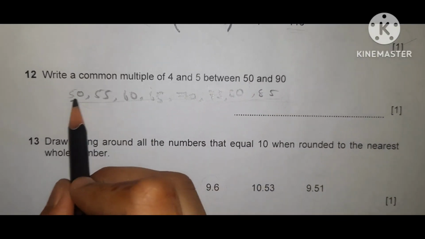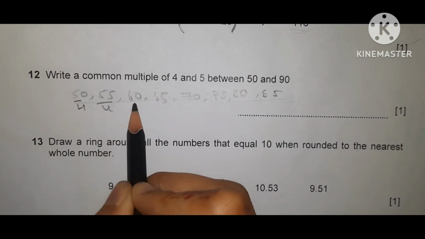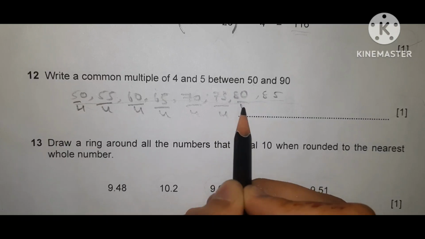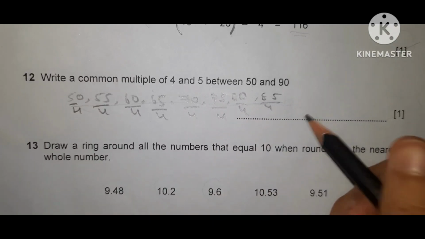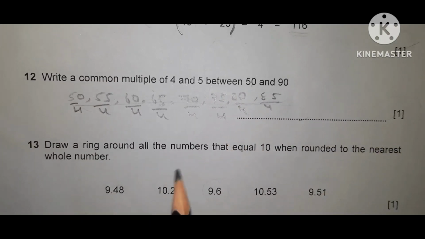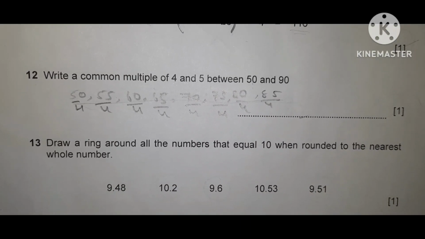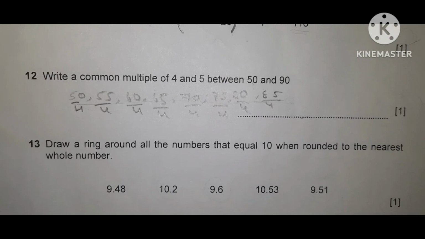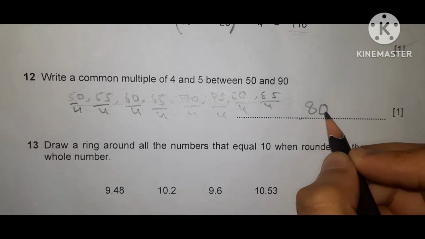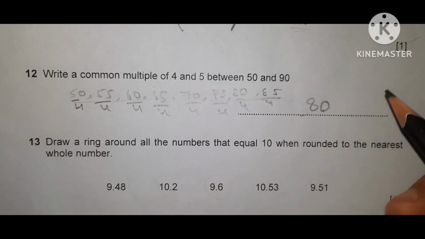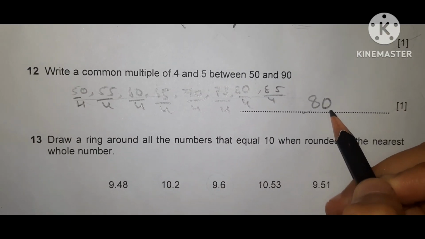So you should divide all of them by 4 and check which one doesn't have a remainder. The one that doesn't have a remainder will be the answer for this one. So if you check in your calculator, it's 80 divided by 4, which doesn't have a remainder. So we'll write 80 here, which means both 4 and 5 go into 80 without leaving a remainder.